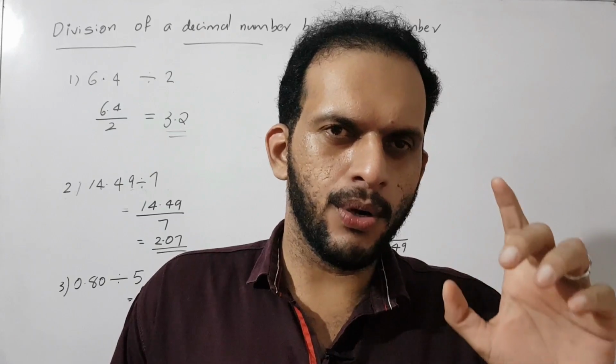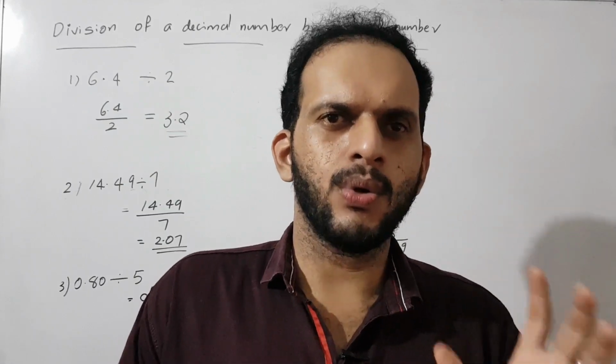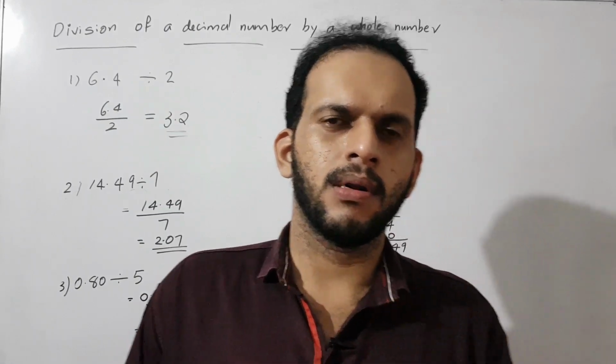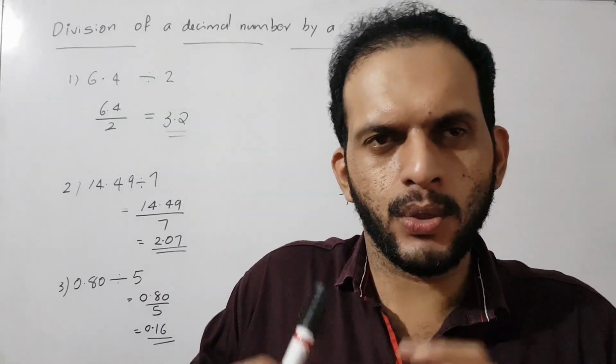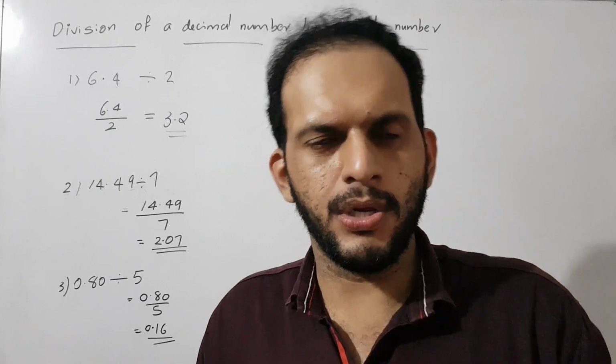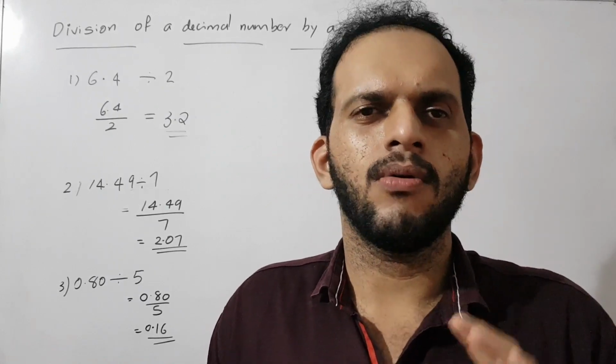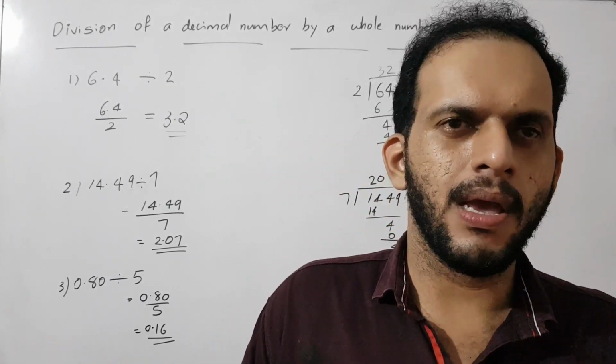I told you the denominator should be a whole number, then only is it possible to divide. The denominator should be a whole number or an integer. That's also correct. Then only is it possible to divide a decimal number.